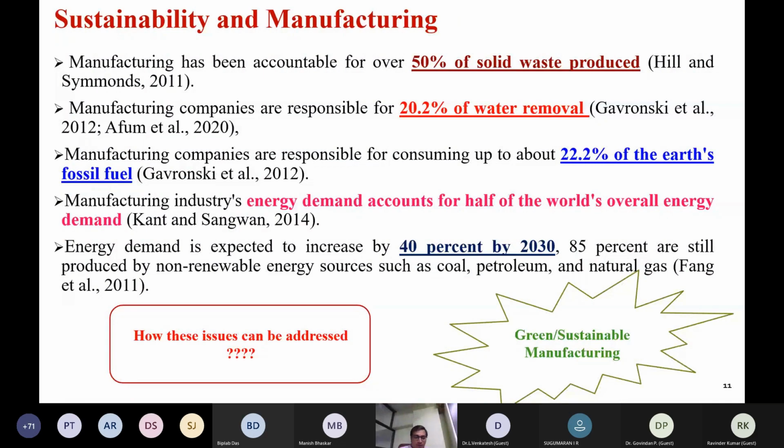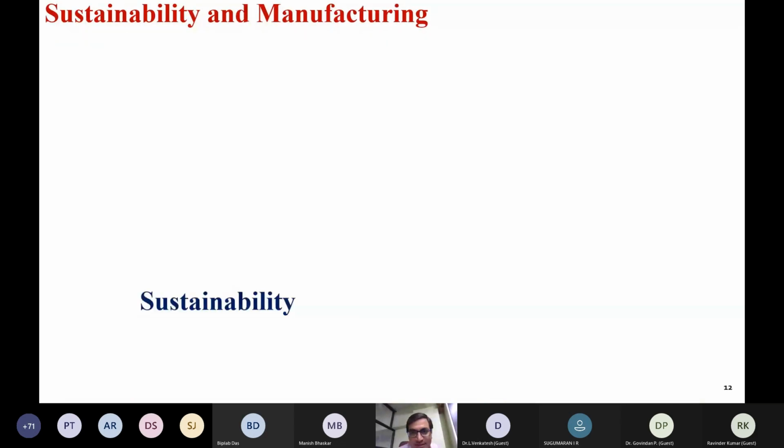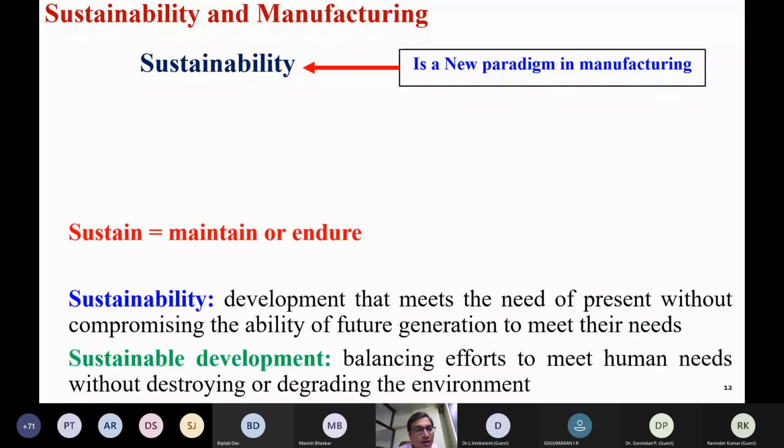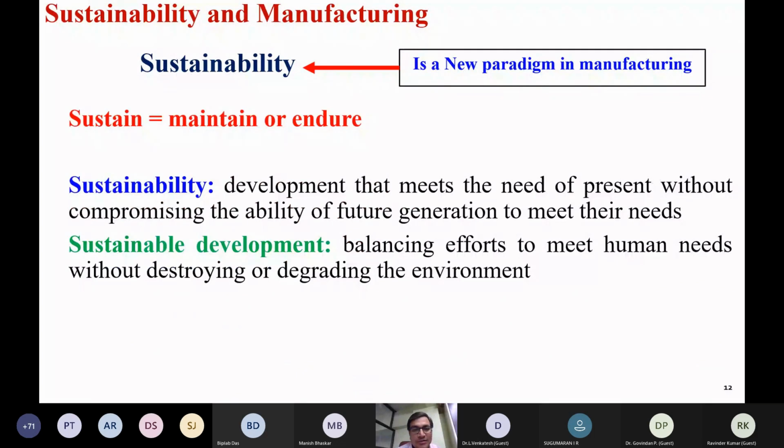Sustainability: what is it? This is a new paradigm in manufacturing. Sustain, or maintain, or endure. This is the important thing: only then can you achieve sustainability. You should maintain whatever you have. Sustainability is development that meets the needs of the present without compromising the ability of future generations to meet their needs. If this concept is implemented in the manufacturing industry, then only can we say that our manufacturing is sustainable, green.